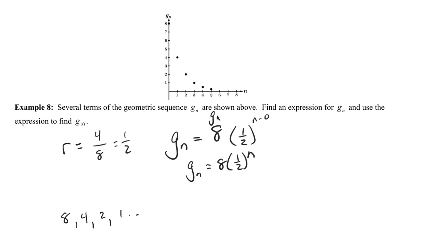So if I want to find 10, I got g sub 10 equals 8 times 1/2 to the 10th, and I want the 10th number. This is going to take a little calculator work, so give me a second. All right, I got 1 over 128. We really don't want that in decimal form. If we can turn them into fractions, that's the better way to show that. All right, that's the end of this lesson.